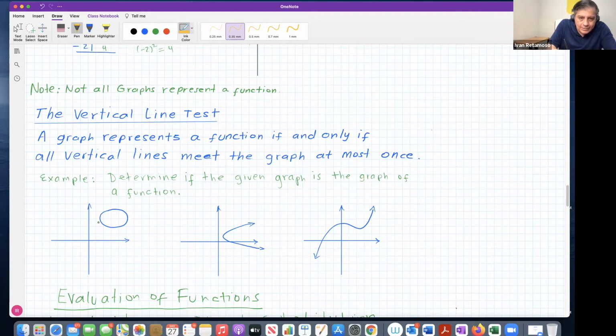All right, determine if the given graph is the graph of a function. For example, this graph that looks like a circle or an ellipse. If I apply my vertical line test, notice the vertical line test fails, because look, it's meeting the graph at 2 points. So this cannot be the graph of a function. Not a function.